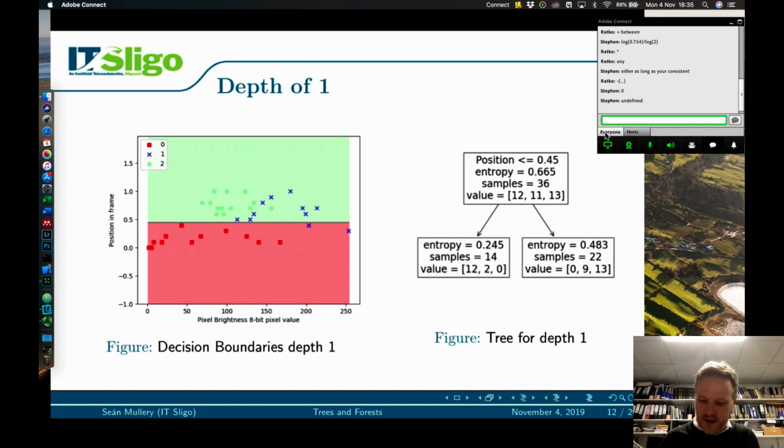Basically what it's saying is we're going with position here, and if the position is smaller than or equal to 0.45, which is there, right, then we're going to split the data one way or the other. You can see that it's worked out an entropy score there of 0.065, so this is far from pure. And what it's saying is that we've got 12 of one class, 11 of another class, and 13 of another class. So these are not quite balanced, but they're not far off. And if it's below 0.45, we're going to have this one down here.